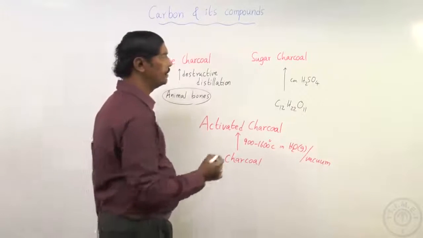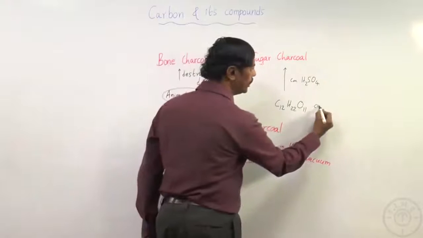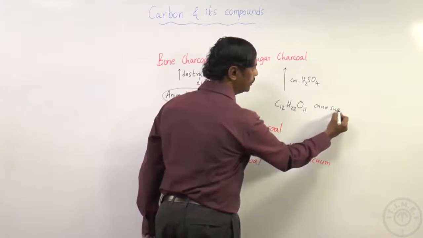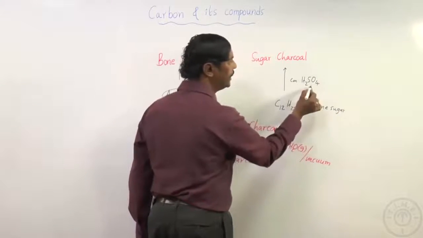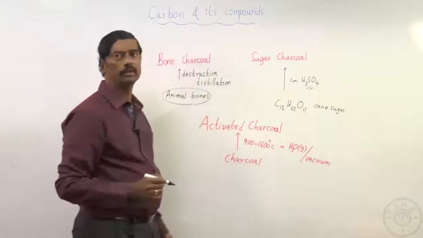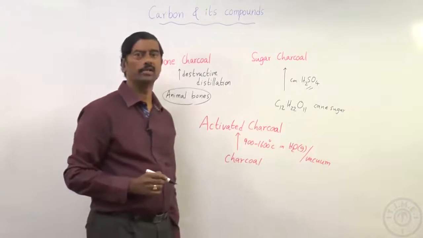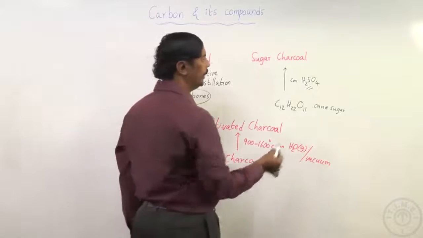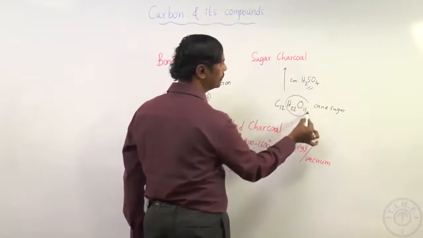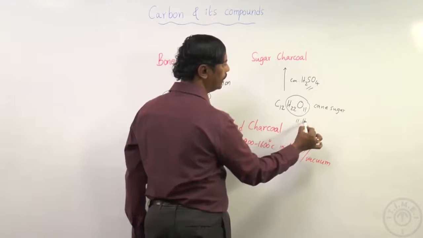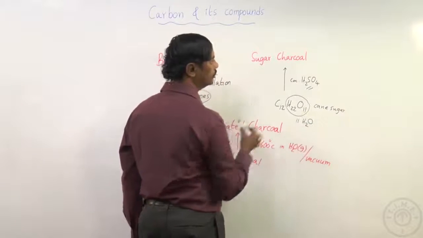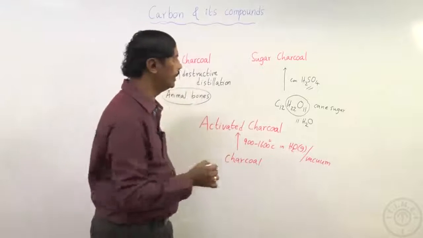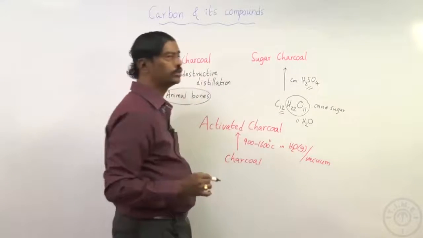Then sugar charcoal will come from sugar. This is cane sugar or sucrose. The cane sugar is dehydrated using H2SO4, sulfuric acid. Concentrated sulfuric acid will dehydrate this cane sugar, and this water, shall we write, 11H2O. So from removal of 11H2O we are left with carbon. So that is sugar charcoal.